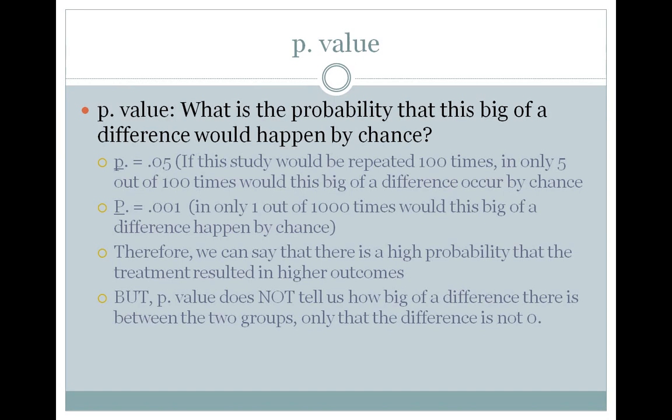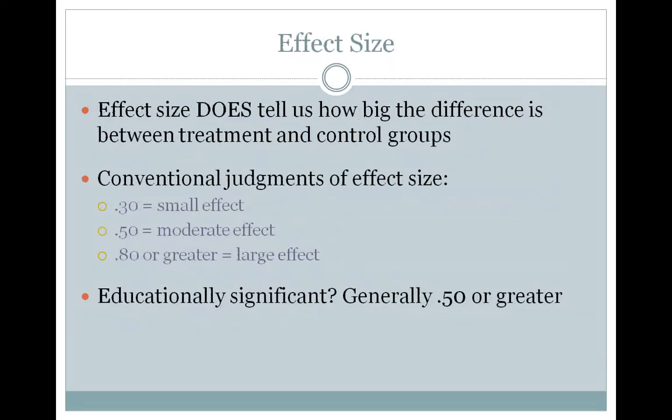So if the difference between a phonics program and a regular basal program is p 0.001, that only means that it's highly, highly probable that this is not a chance difference. But we don't know how much of a difference there is. To know that, we need to know the effect size, which the NRP also computed. The effect size does tell us how big the difference is between the treatment and the control groups.